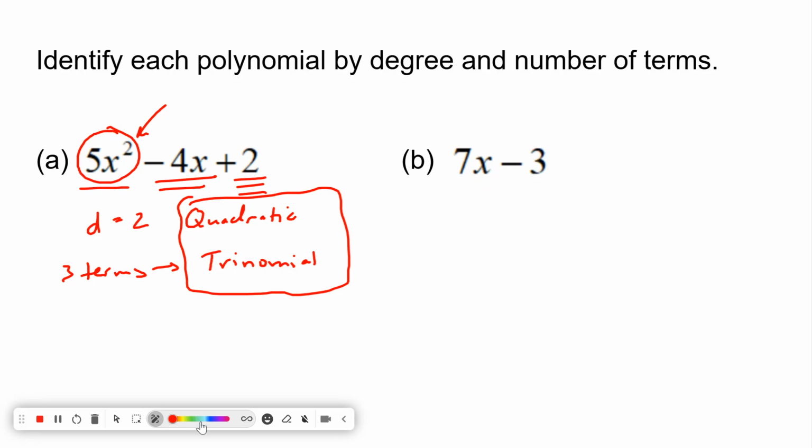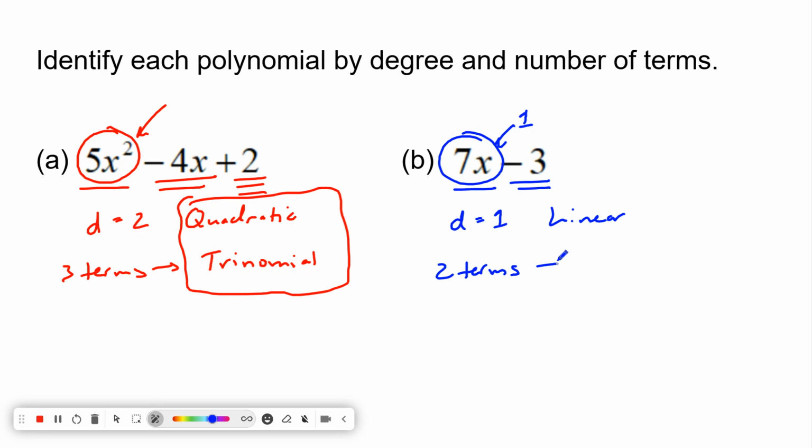Okay, the second one here. So again, I have 7x minus 3. This is the term with the highest exponent. There is no exponent with that x, so that is a 1, right? So that means our degree is a 1, which means we are linear, just like mx plus b. I have 1 term, 7x. I have 2 terms, negative 3. This is a 2-term polynomial, and 2 terms, think of it like a bicycle, 2 wheels, bi, and then nomial. So this is a linear binomial.